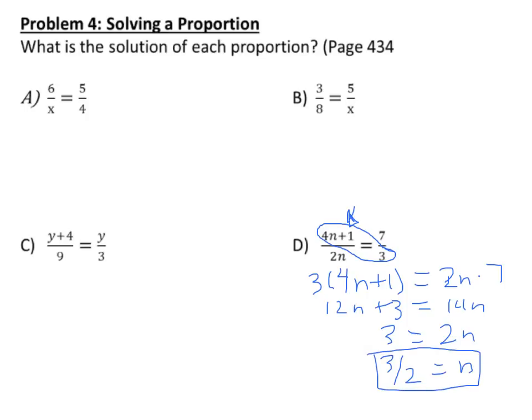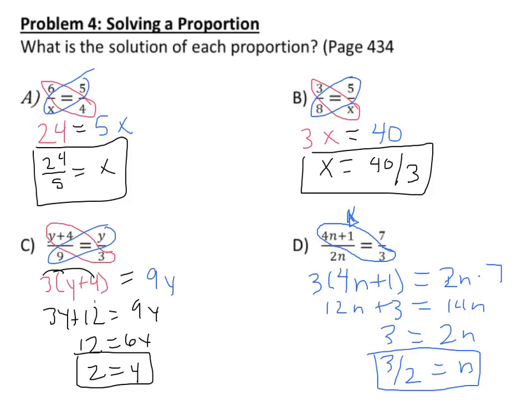Right now I want you to pause the video and see if you can do A, B, and C by yourself. You should have gotten that A was equal to 24 over 5, B is equal to 40 over 3, and C is equal to 2. Now, if you put your answer in decimal format, I always want you to round to the nearest hundredth. That is 2 decimal spots.